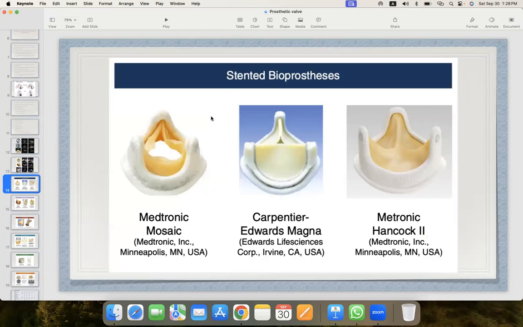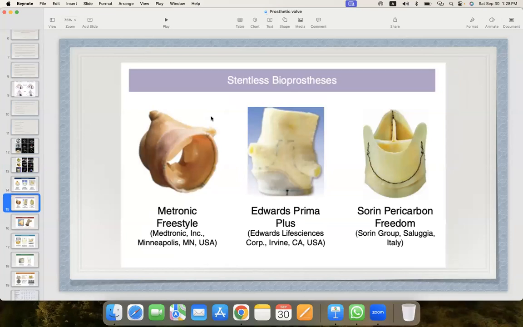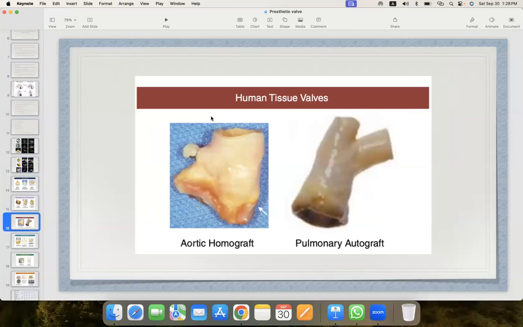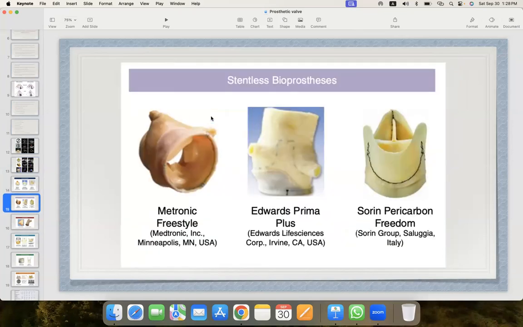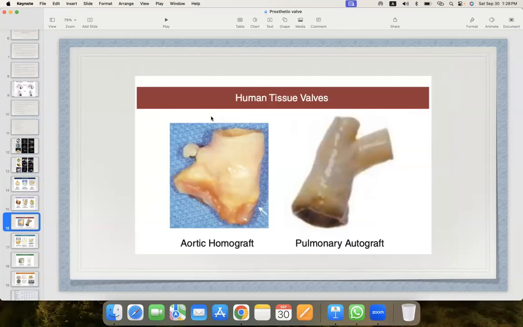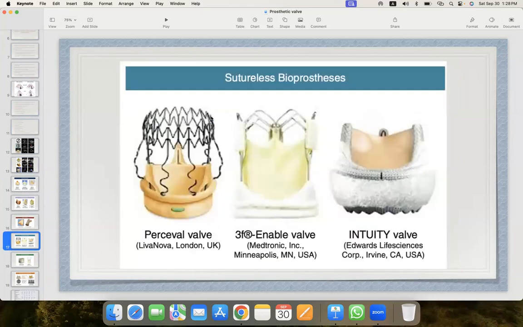These are the stented valve, the common one that is currently used. And here, the stentless valve that is also being used now, and which has better hemodynamics than the stented valve, as I told you. Here, the human tissue valve, and we have the aortic homograft and pulmonary autograft. And here we have the sutureless bioprosthetic valve. These are considered new valves.